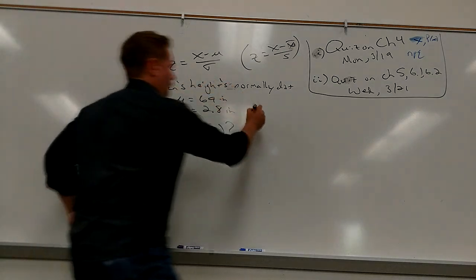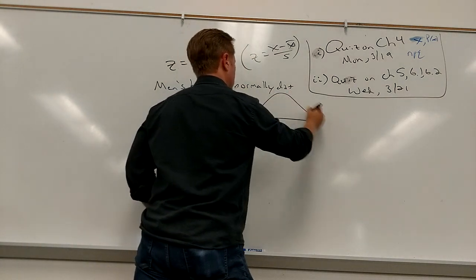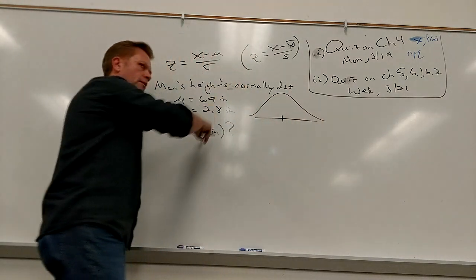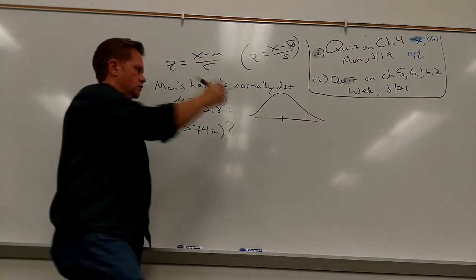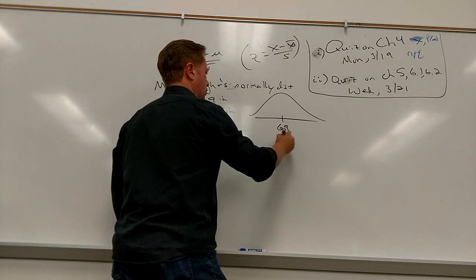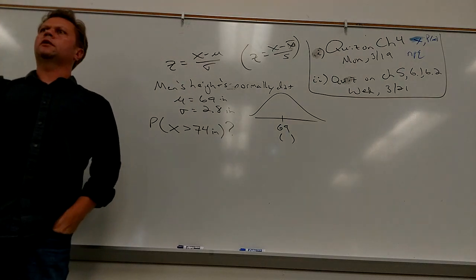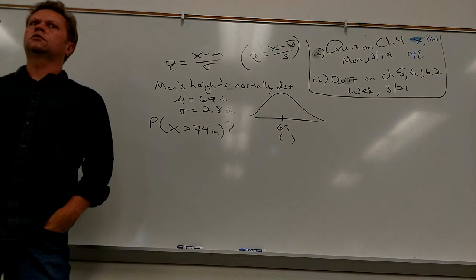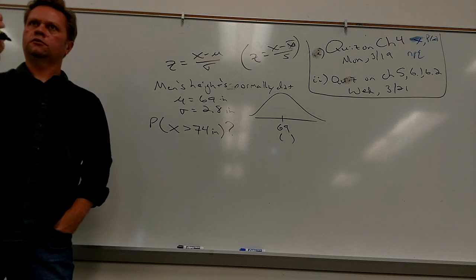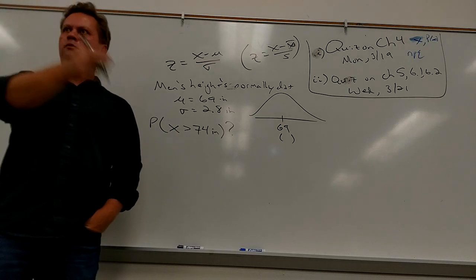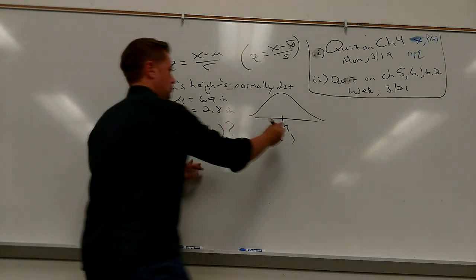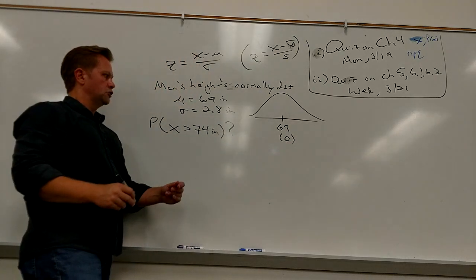So if I graph this, what's right in the middle for this problem? Good, 69, that's the mean. Underneath it, I'm going to put in parentheses the z-score. And the mean always becomes what? What's the z-score for the mean? 0, because the z-score is how far away from the mean you are. Okay, that's 0. What's the number we're interested in?